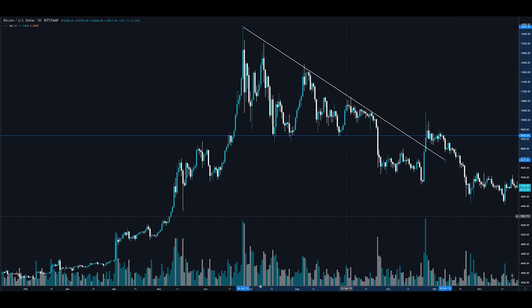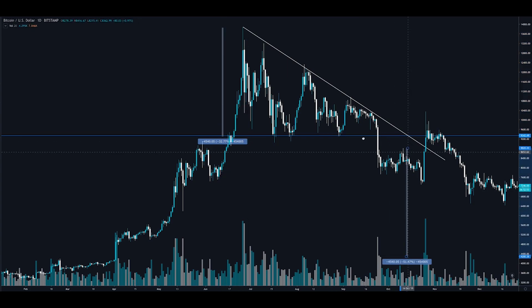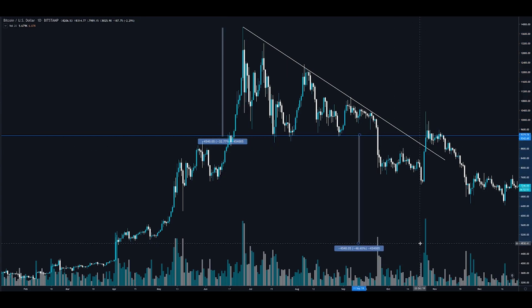So while we get the initial breakdown, right, what's our target going to be first of all? So measuring from the top of the triangle down to the bottom, we see a target of $4,500. Now from the breakdown point, this sends us all the way to 4,800. That's a large dip, 48%. But again, we have to wait for an entry.